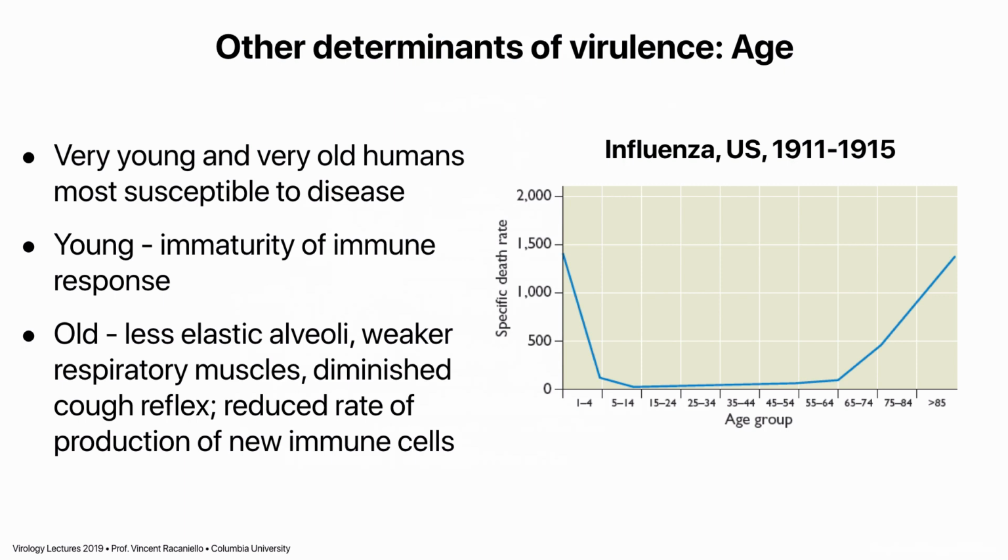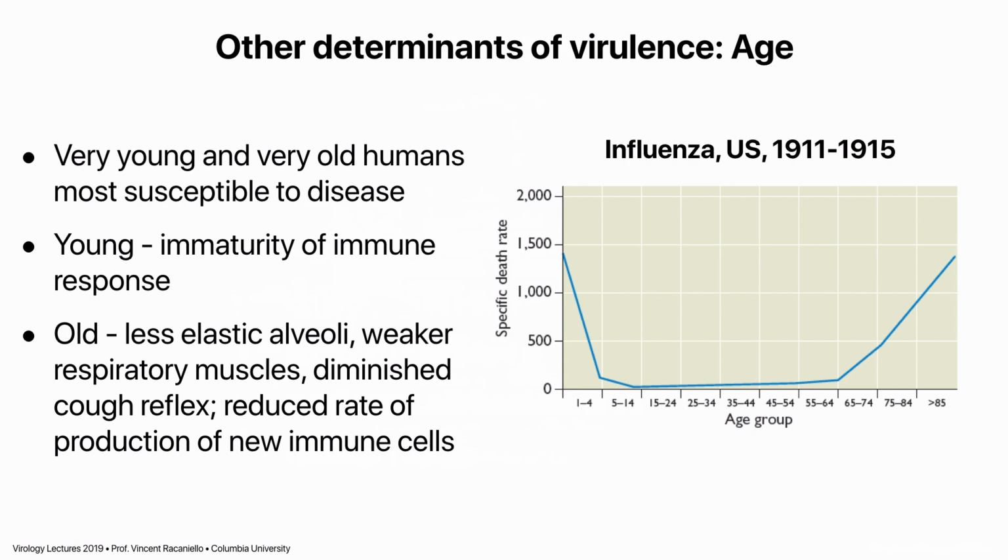In addition, things like our alveoli become less elastic. We're less able to expel viruses. Weaker respiratory muscles, diminished cough reflexes, and reduced rate of production of new immune cells. I learned recently that after over 55 years of age, most of your bones don't have any bone marrow in them anymore. I didn't know that. So you cannot make many new lymphocytes. You have some memory cells to previous infections, but a new infection is going to be difficult. When I heard that, I felt like I was a shell of a human. I have no bone marrow. Well, a little bone marrow, but not very much. And so that's another reason why old people are more susceptible.